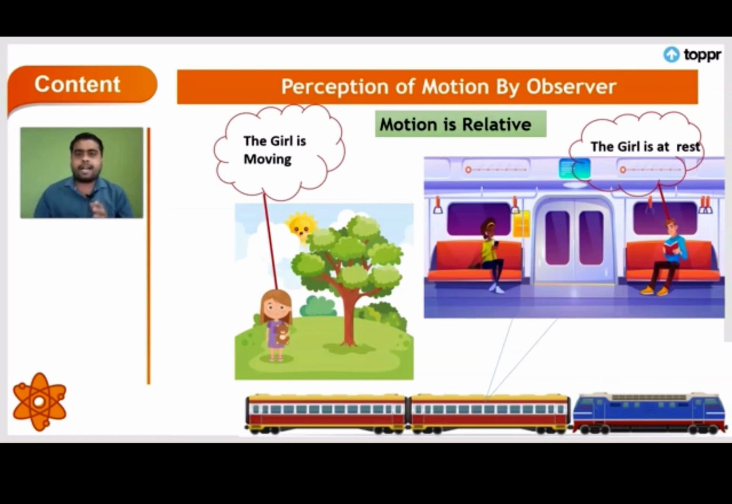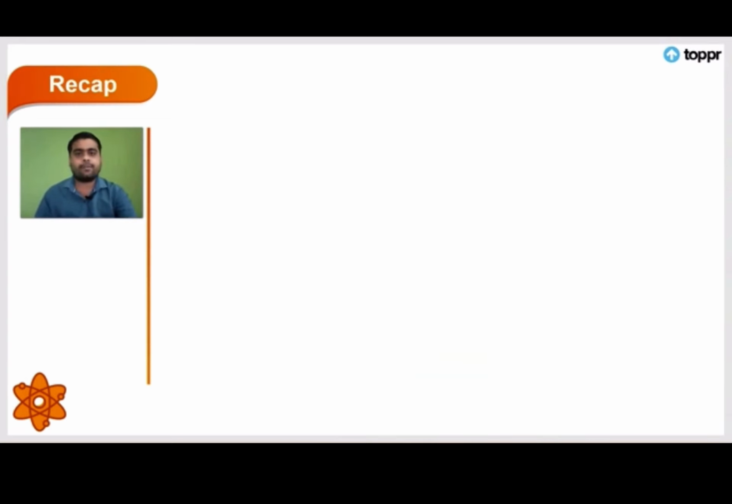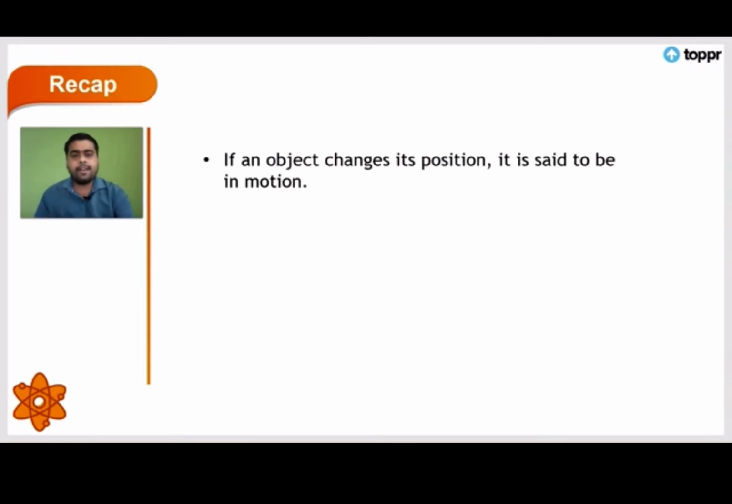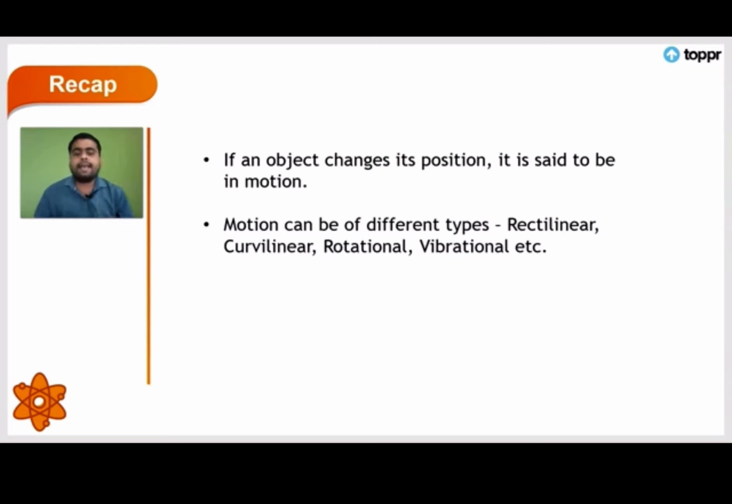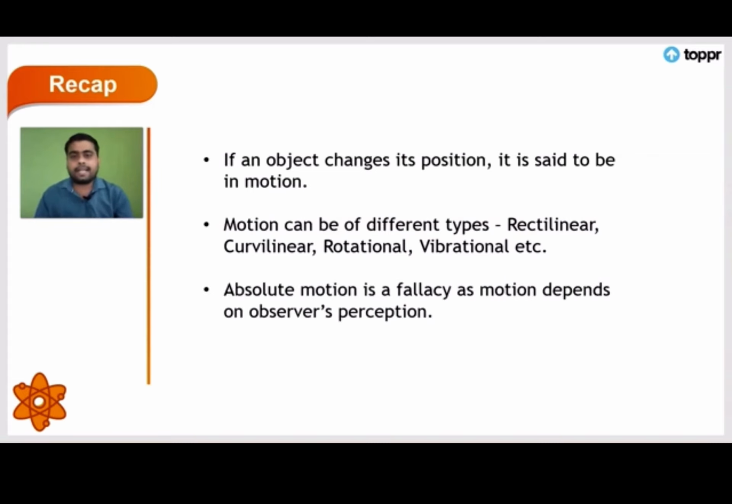So friends, having understood these concepts, I believe that was a good introduction to motion. Now before closing the session, let us quickly revise whatever we have learned today. So today, first we have understood that when an object changes its position, it's said to be in motion. Then we have seen different types of motions like rectilinear motion, curvilinear motion, rotational motion, vibrational motion, etc. And finally, we have understood that there is nothing called absolute motion, because motion is always relative, as it depends on the perception of the observer.